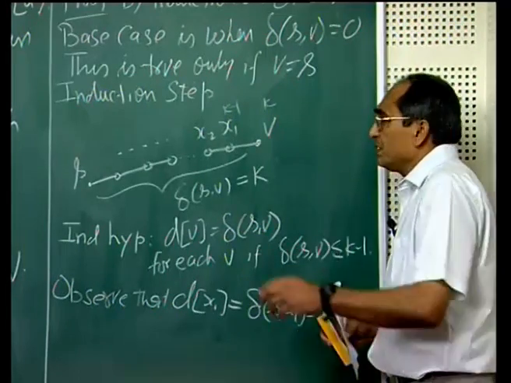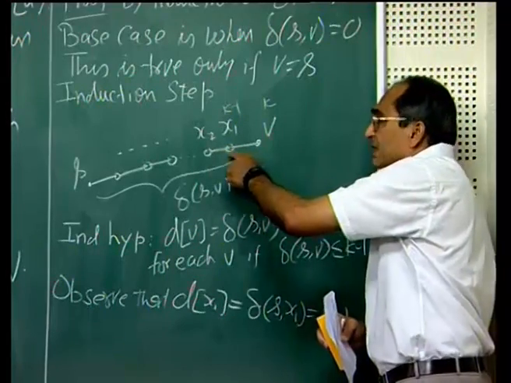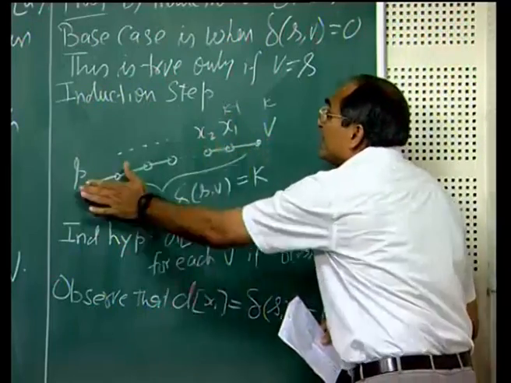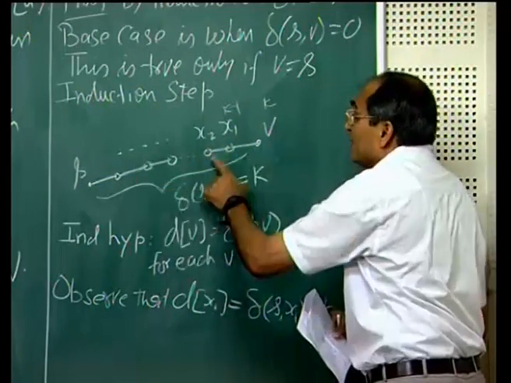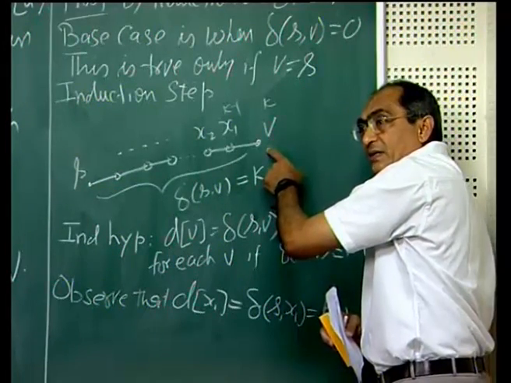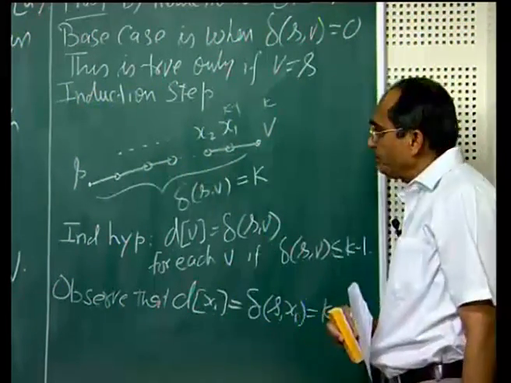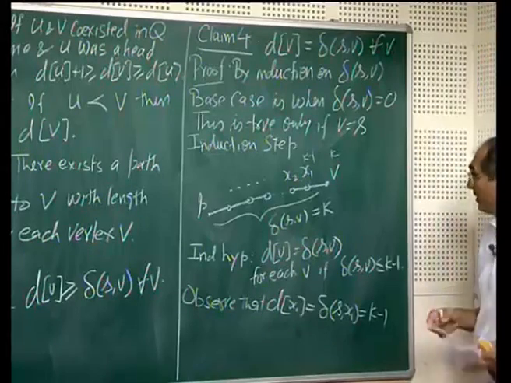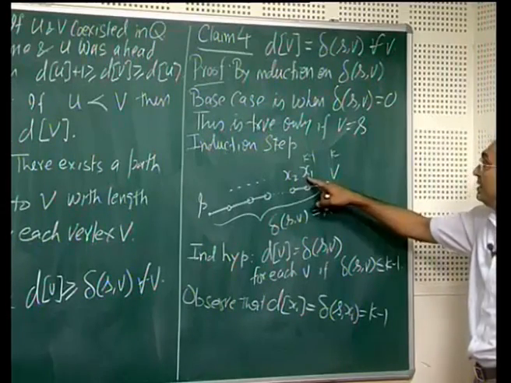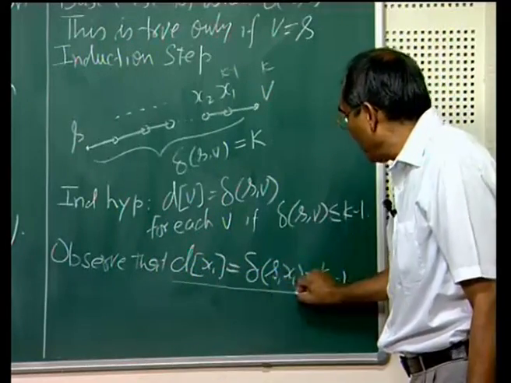Why is it K minus 1? Because if there was a shorter path from S to x1, that is, if there were a path from S to x1 with length less than K minus 1, then I can replace this path by that shorter path, and then I will get a path from S to V of length less than K. That is not possible. This is the shortest path. So, each subpath is shortest. If delta S x1 is K minus 1, then from the induction hypothesis the two are equal.